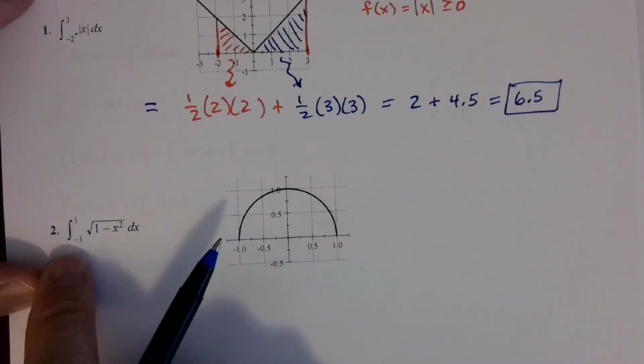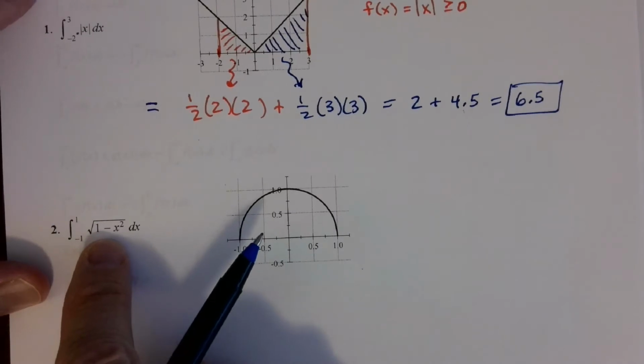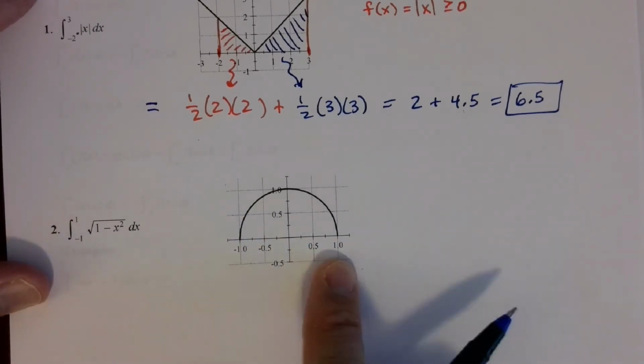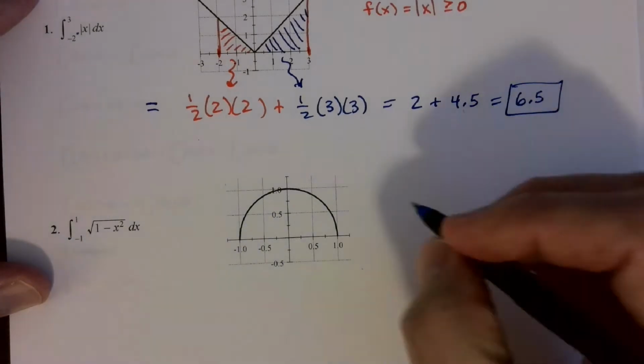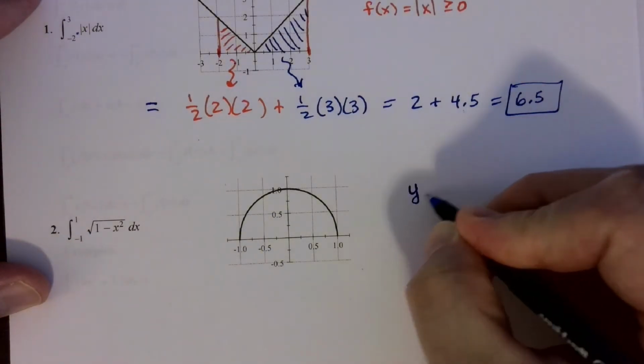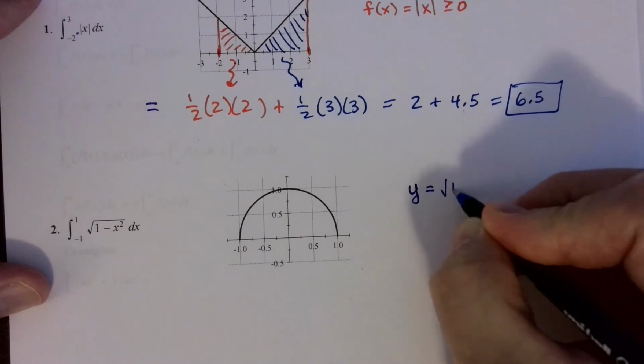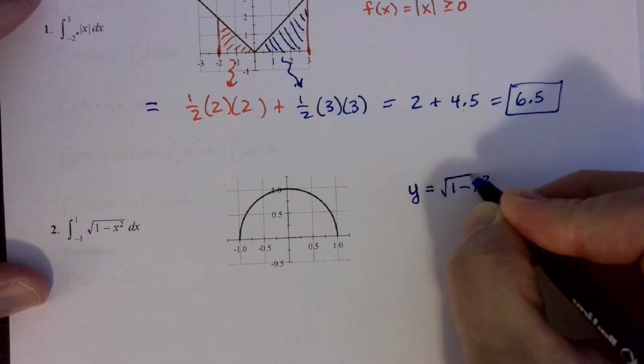The integral from -1 to 1 of the square root of 1 minus x squared. Now I've graphed the function here. I don't know how many of you recognize that this is the top half of a circle whose center is at 0 and whose radius is indeed 1. And if you think about the relation, if y is equal to the square root of 1 minus x squared, just think about where this came from.